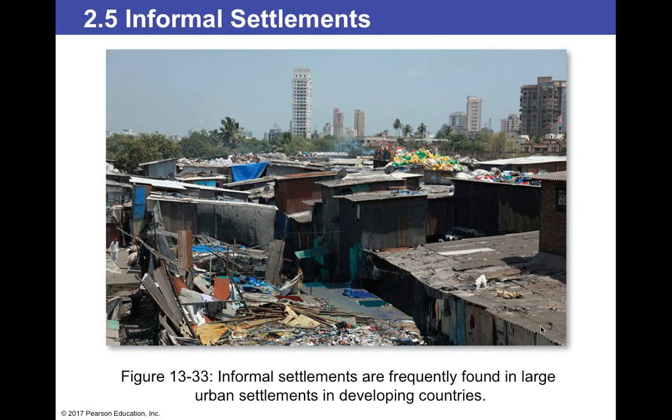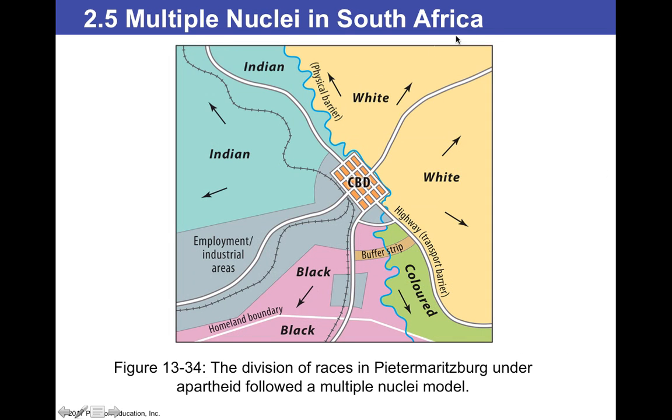This one, they don't say where it's from. Somewhere tropical, might be Brazil. Doesn't look like I have enough high rises though. So I'm not sure where that one's at. South Africa. South Africa has multiple nuclei based on race. This is where apartheid was. People were divided by race.